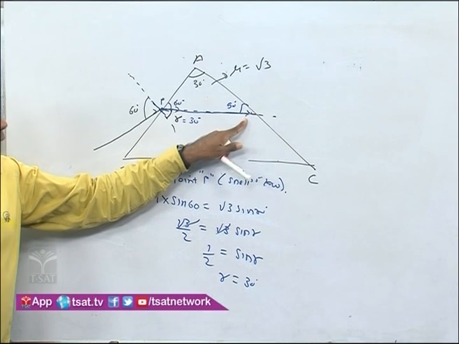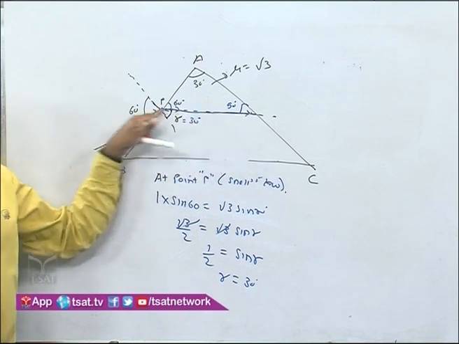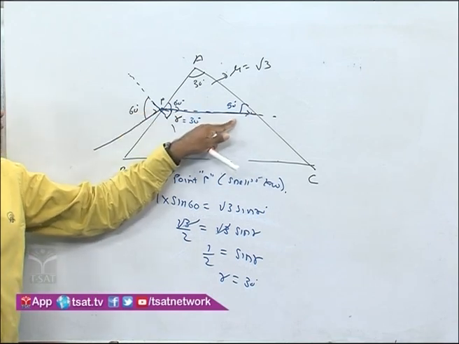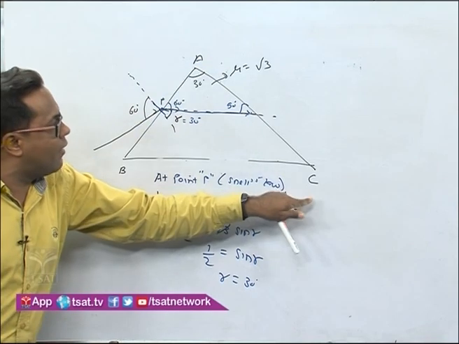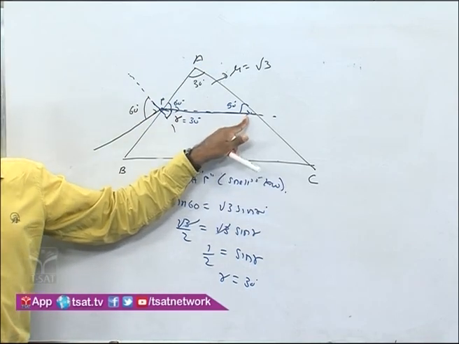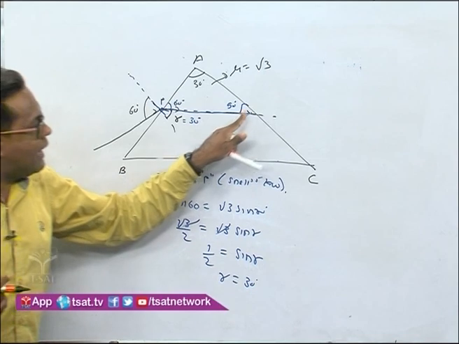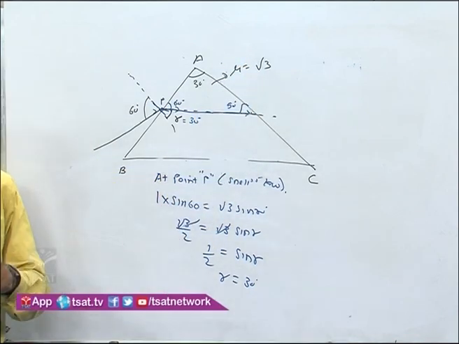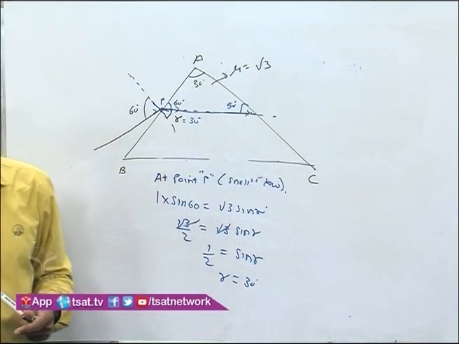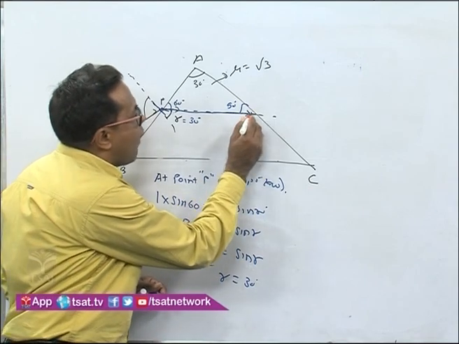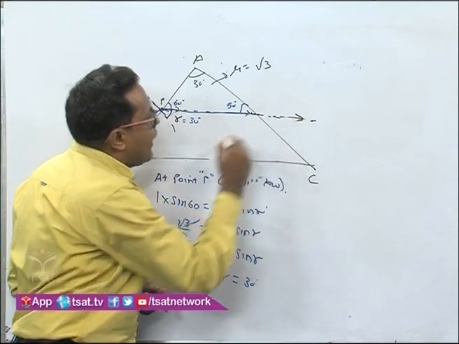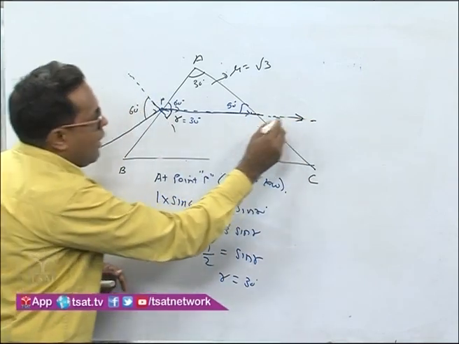Therefore, now we can say that this refracted ray of light is incident normally on AC, and the angle of incidence is now 0. Therefore, when it leaves the surface AC, the angle of refraction, that is the angle of emergence, will also be 0, and it will move undeviated in a straight line. This is the emergent ray.